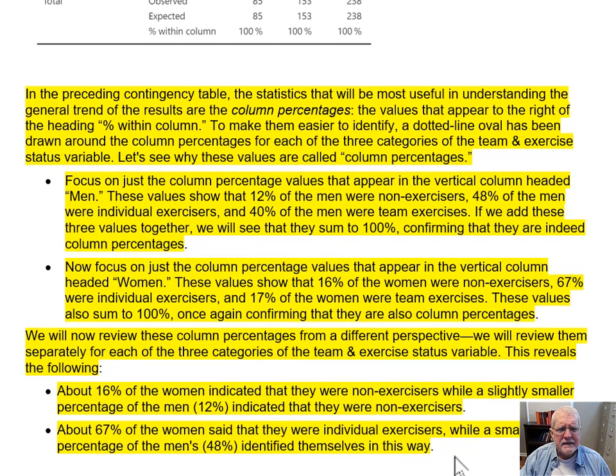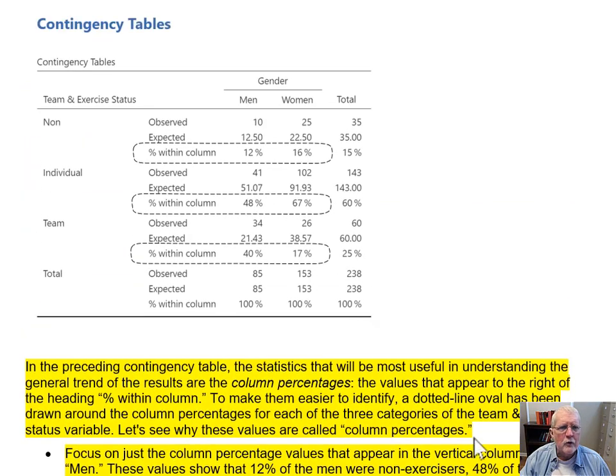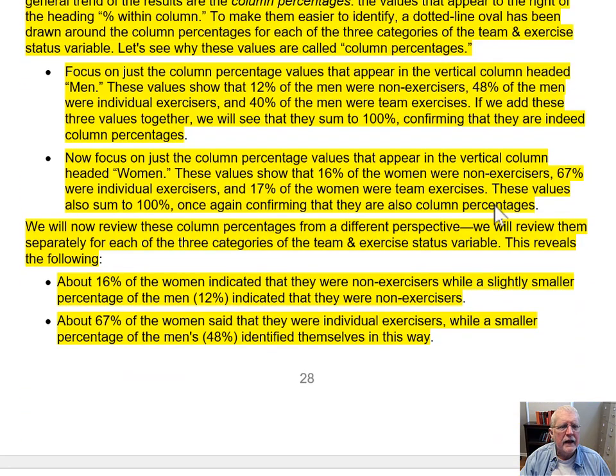But about 67% of the women said that they were individual exercisers, while a smaller percentage of the men, 48%, identified themselves that way. So 67% of the women said that they were individual exercisers, and a substantially smaller percent, 48% of the men, said that they were individual exercisers. So this is a difference. It looks like the women were more likely to say they were individual exercisers compared to the men. I wonder if there'll be a similar difference when we look at the team exercisers.